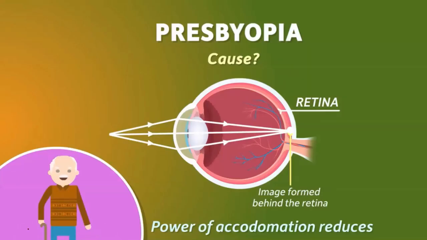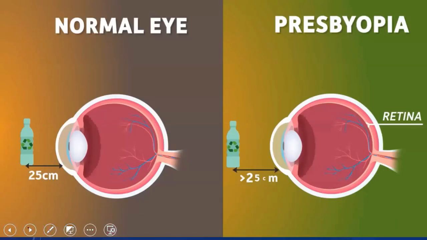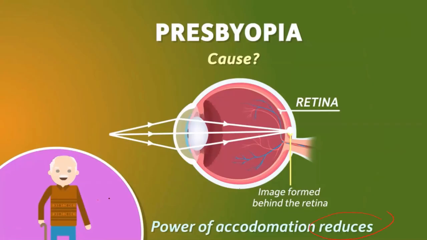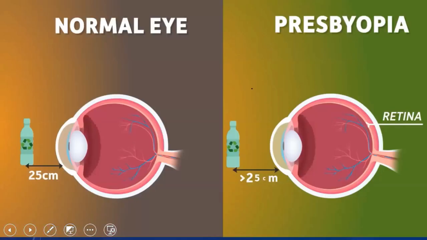Presbyopia, cause I have told you, weakening of ciliary muscles. Here again, as nearby objects cannot be seen, the image of the nearby object is formed behind the retina. That means the power of accommodation reduces. Normal eye, presbyopic eye. We know for the normal eye, what is the least distance of distinct vision? It is 25 centimeters. For a presbyopic eye, the least distance of distinct vision becomes greater than 25 centimeters.